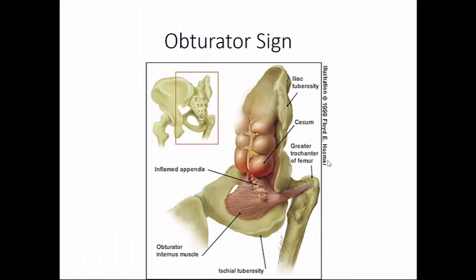Obturator internus is also of clinical relevance. An inflamed appendix that is situated in the pelvic region may come in contact with the muscle and cause irritation. In such an instance, movement of the obturator internus will elicit pain and is known as the Obturator Sign.